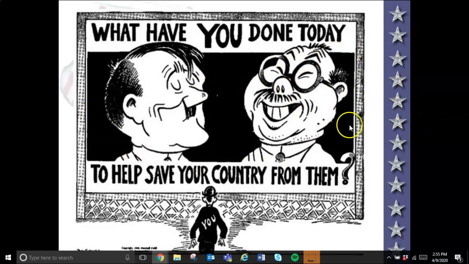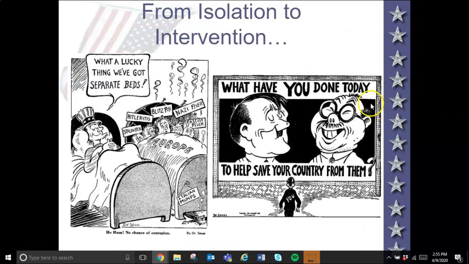If we recall, at the founding of our country, with George Washington's farewell address and his warnings of staying out of foreign entanglements, isolationism was essentially the American way for a vast majority of our history.